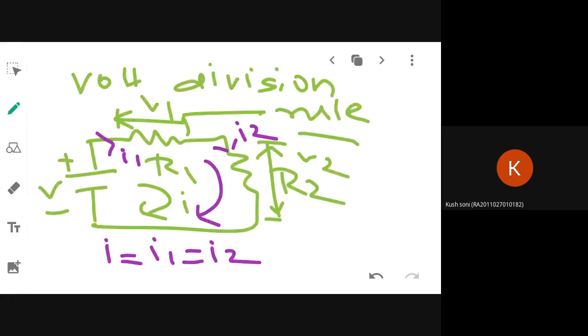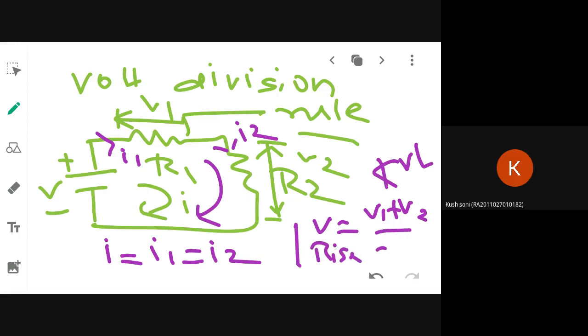Okay, but what about the voltage? Voltage V1 equals I1 into R1. V is equal to V1 plus V2. This is as per KCL or KVL? KVL. Okay, so this is your rise element, the remaining will be the drop elements. So sum of voltage rise is equal to sum of voltage drop, so V is equal to V1 plus V2.